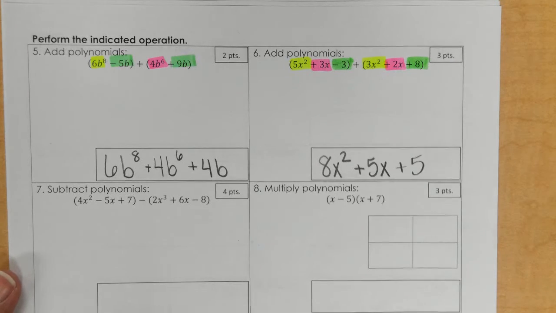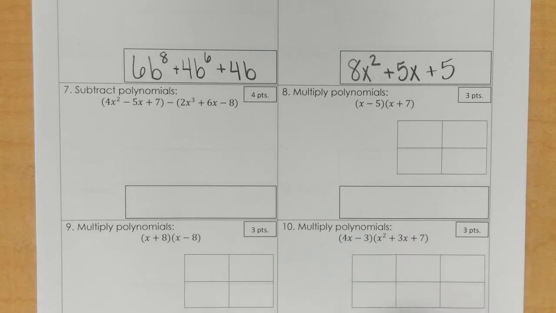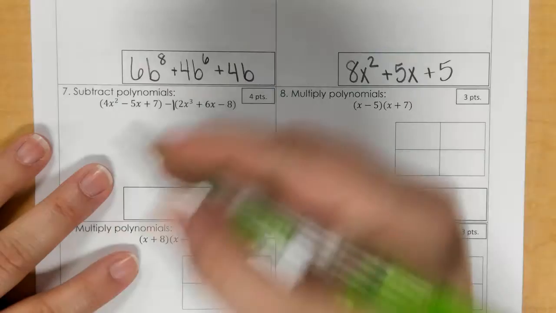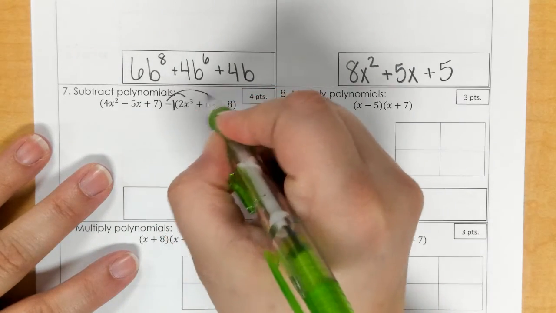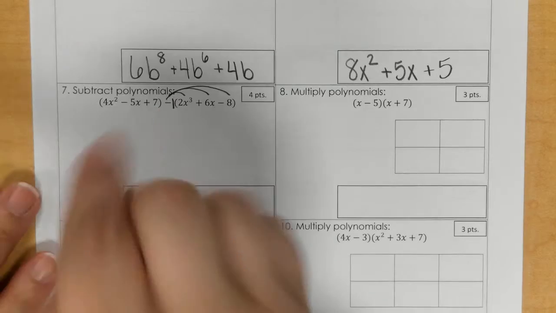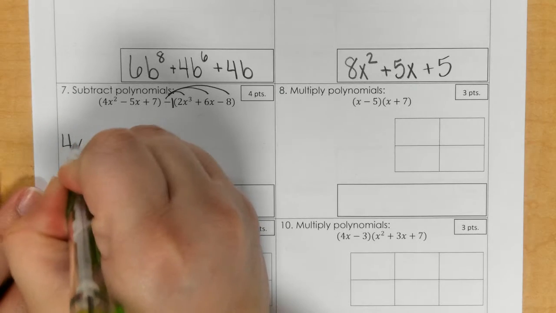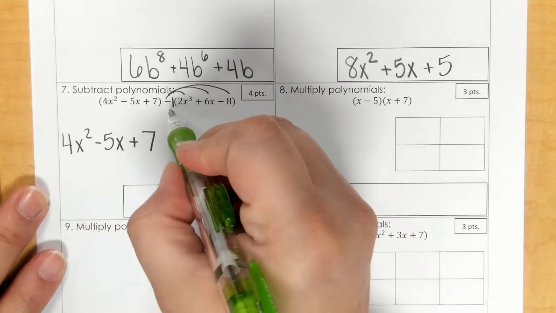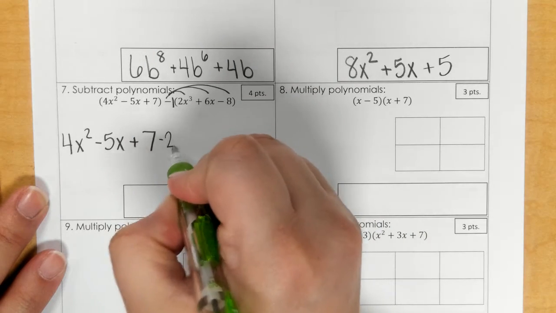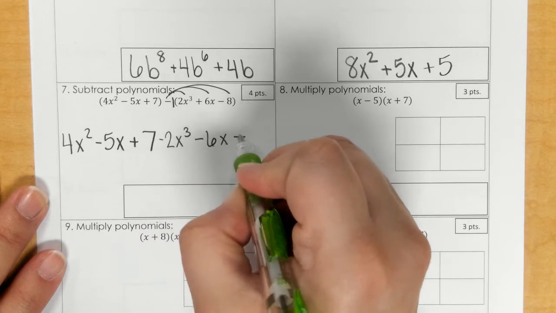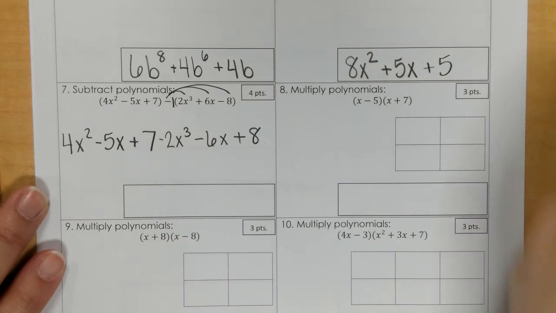Okay, in number 7, it says to subtract polynomials. So for this one, we need to change that to a negative 1. And we would change all of the signs in the second set of parentheses. So the first part will stay the same. And then change these signs to be the opposite. And we would go same thing.